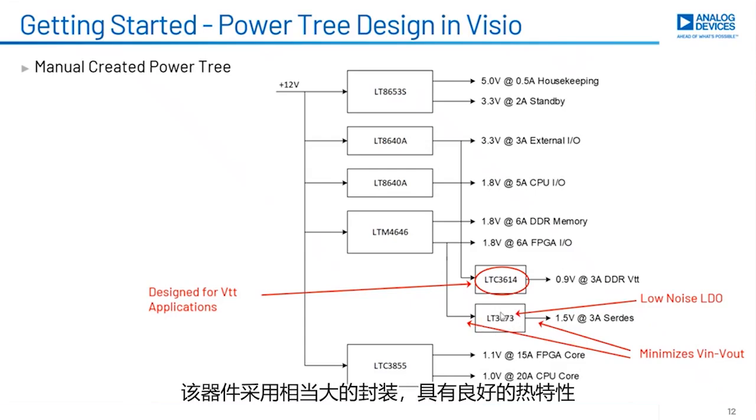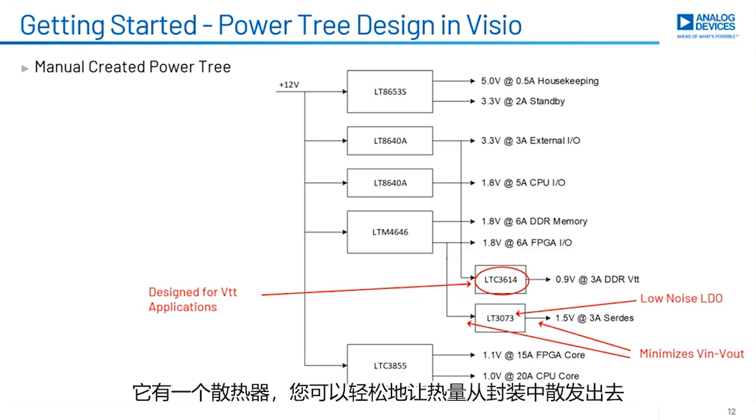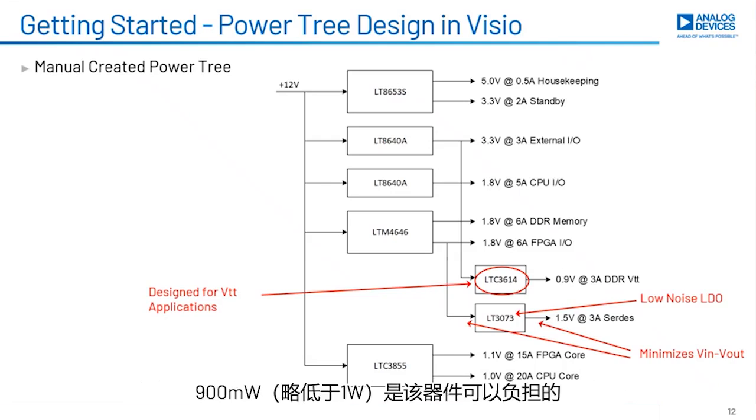This device comes in a fairly large package with good thermal characteristics. It has a heat spreader, so you have an easy way to get the heat out of the package. And so 900 milliwatts, just under a watt, is manageable with this part. And so running it off 1.8 volts allows that to work.